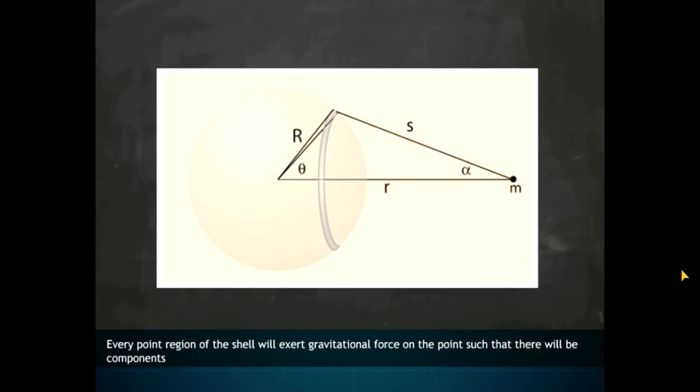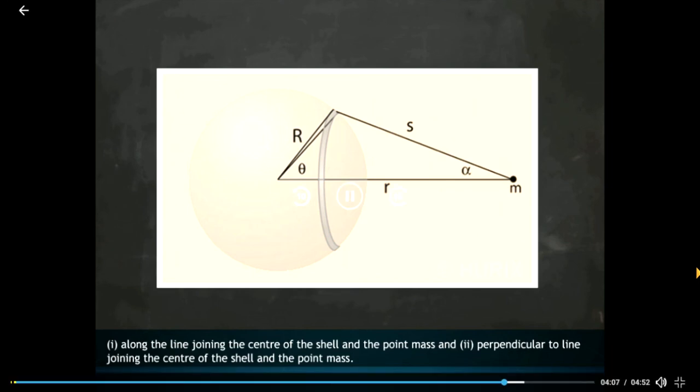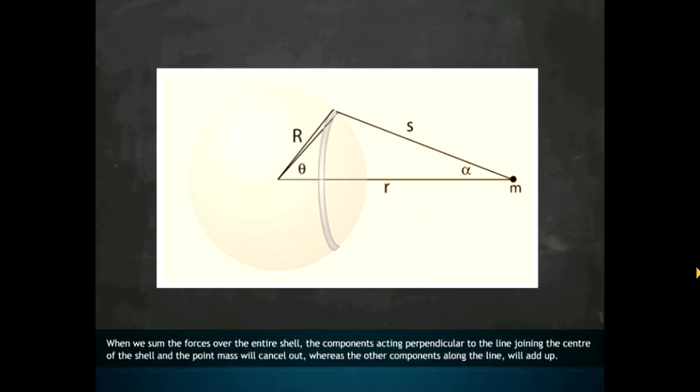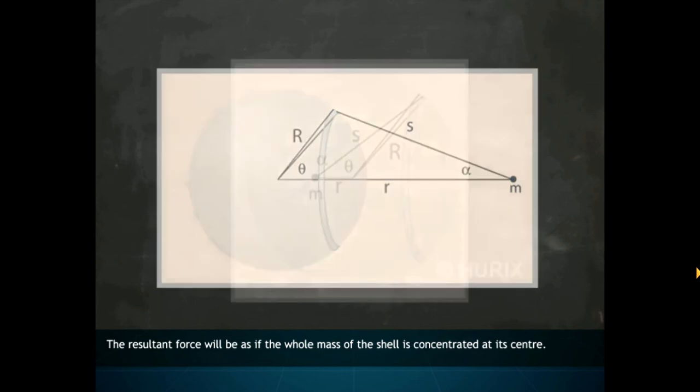Every point region of the shell will exert a gravitational force on the point mass such that there will be components along the line joining the center of the shell and the point mass, and perpendicular to the line joining the center of the shell and the point mass. When we sum the forces over the entire shell, the components acting perpendicular to the line joining the center of the shell and the point mass will cancel out, whereas the other components along the line will add up. The resultant force will be as if the whole mass of the shell is concentrated at its center.